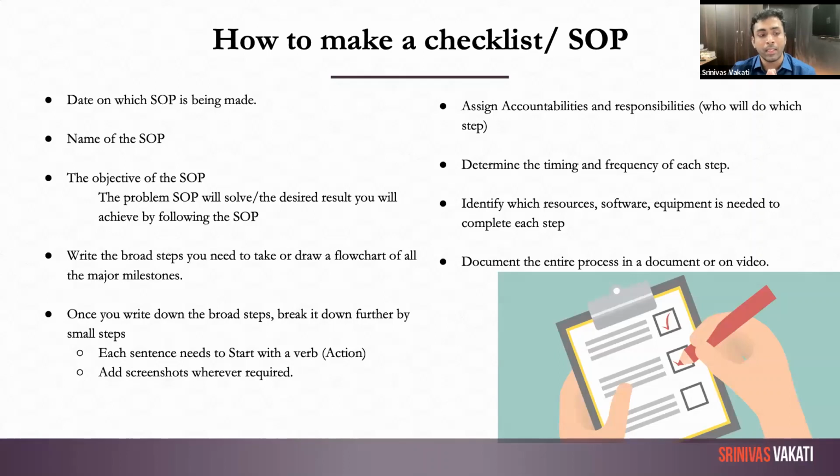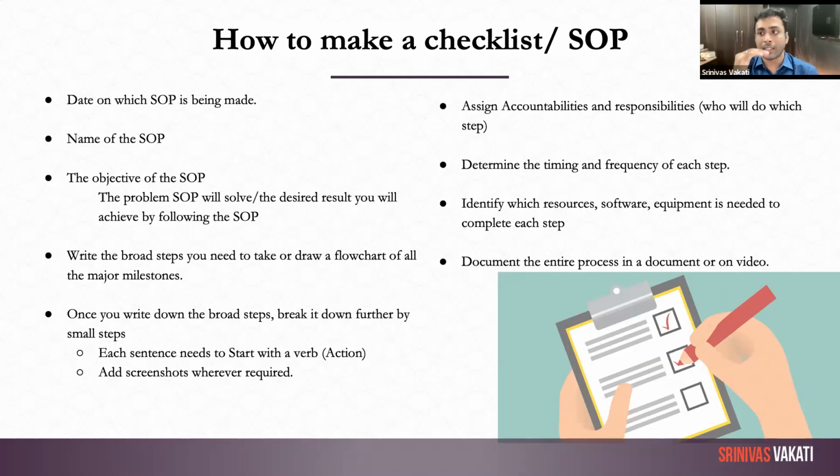And every SOP will have these 9 elements. Don't worry, I'll share this document with you on LinkedIn. So these are the 9 elements. First, write down the date on which the SOP is being made, the name of the SOP, and the objective that this SOP is trying to achieve, or the problem that this SOP will solve. For example, the name of the SOP could be ITR return for salaried person. And what is the objective? If somebody follows this SOP, they can file the ITR of a salaried person.